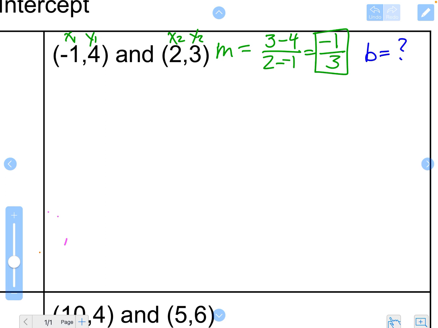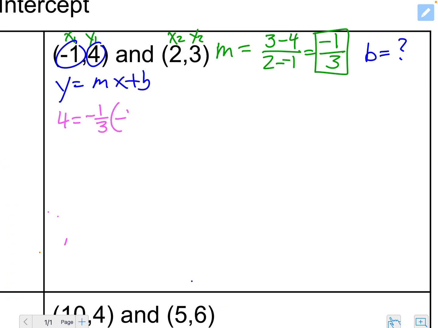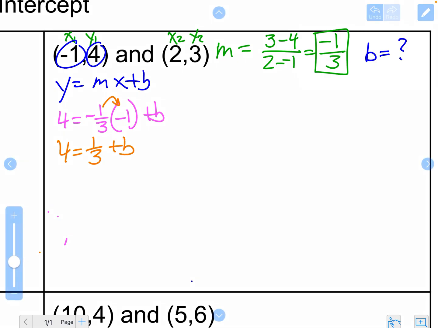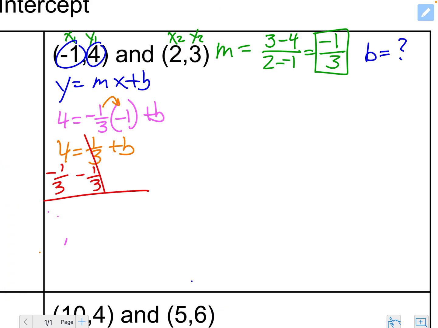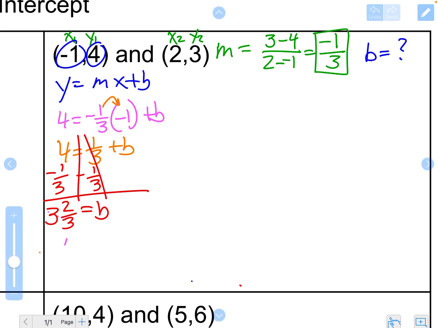So again, we can take our y equals mx plus b. We can take our y1 and our x1 and plug them into our equation. So 4 equals, my slope is a negative 1/3 times a negative 1 plus b. I know that a negative times a negative is a positive, and 1/3 times 1 is simply going to be 1/3 plus b. My last step is I need to subtract 1/3, subtract 1/3. So b equals 3 2/3.